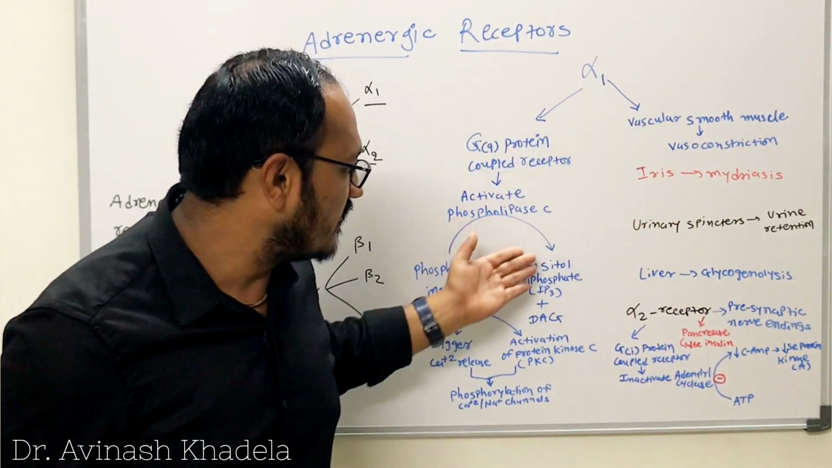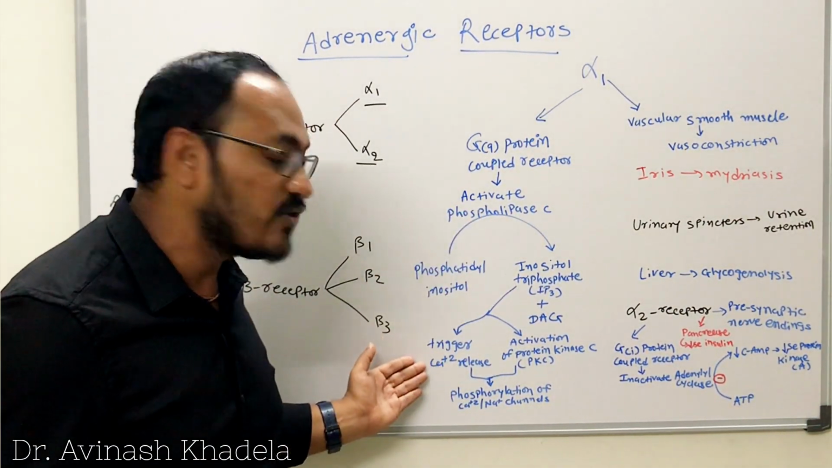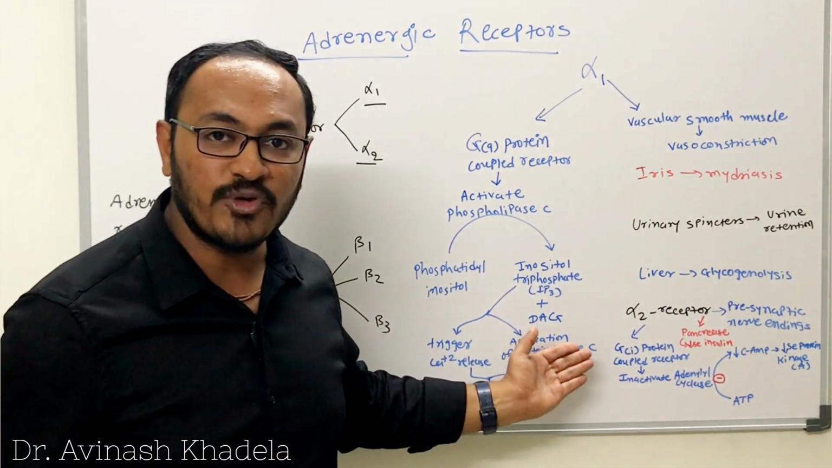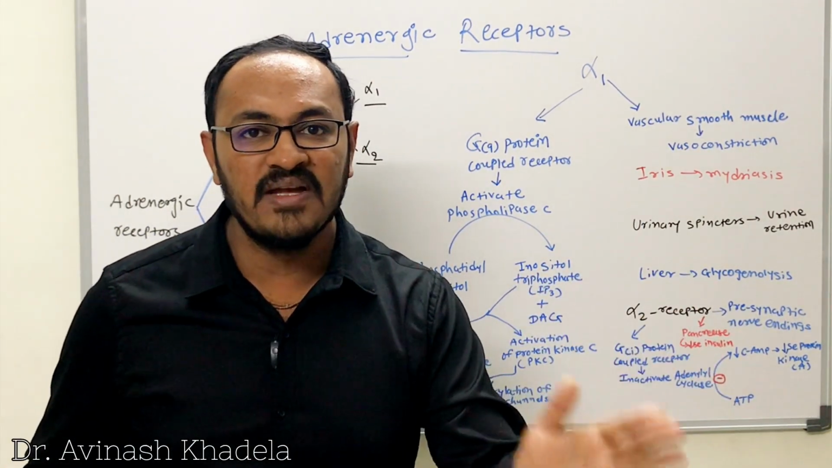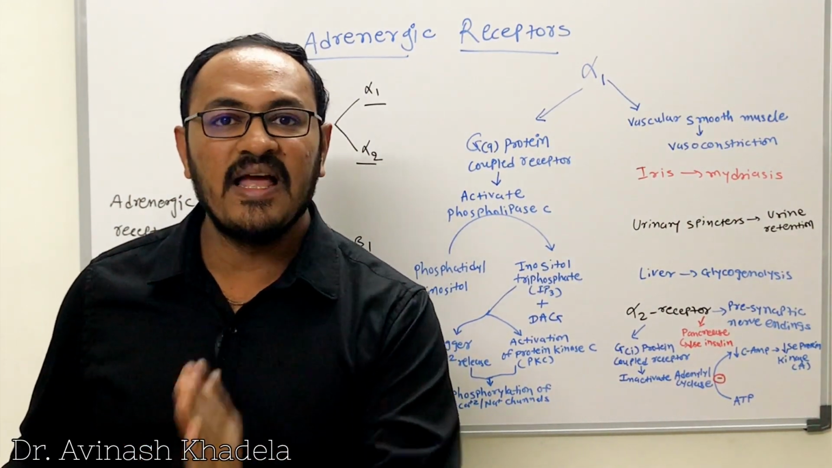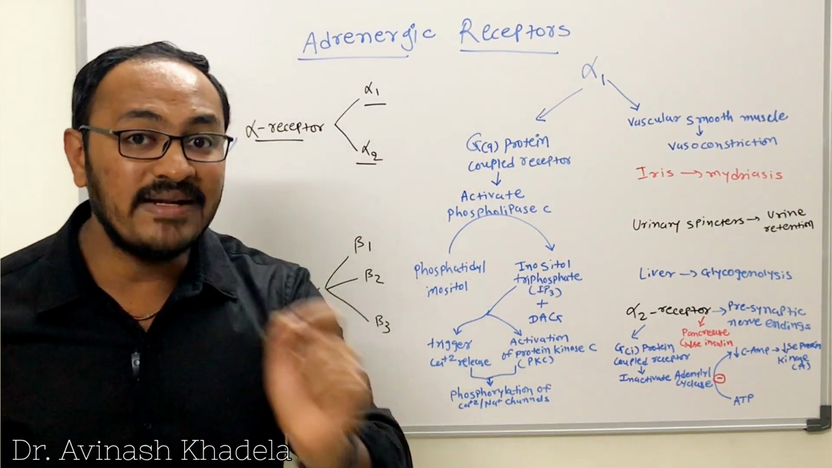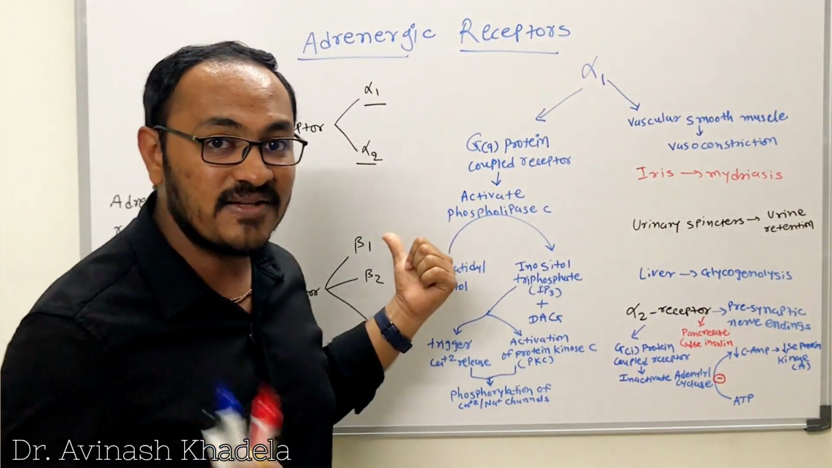Inositol triphosphate stimulates the release of calcium, and diacylglycerol activates protein kinase C. Activation of protein kinase C leads to phosphorylation of sodium as well as calcium channels. It leads to generation of action potential, and there will be action. Now, what action alpha 1 receptor has, we will understand after understanding the mechanism.